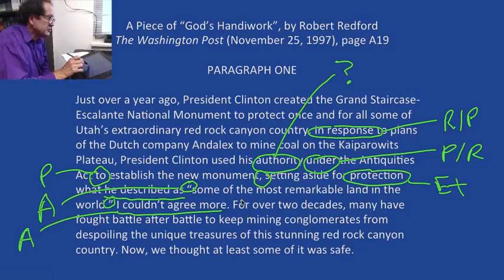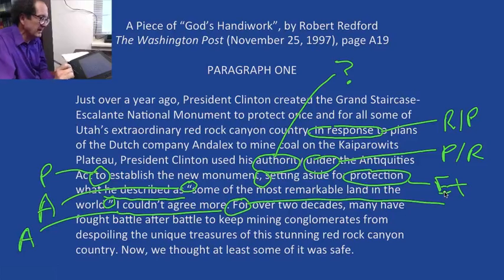Next, for over 2 decades. The word for is sometimes an argument marker. Is it an argument marker here? No. How can you tell that? Try substituting an argument marker. You can't say, because over 2 decades many have fought battle after battle. It's not because, it's just saying during that period. The term for and the words after it, over 2 decades, are simply being used to indicate time, not to indicate any kind of reason in this case, so it should be marked as nothing.